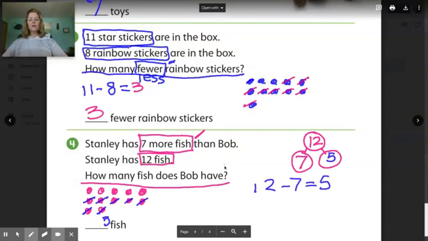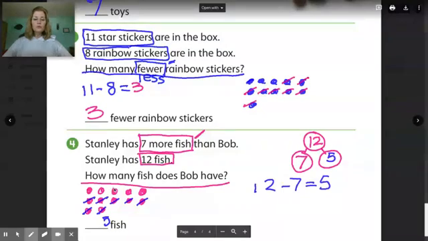Okay, so on this one, we need to look at the numbers that we know. So I made a number bond, and we know that 12 is the whole. Stanley has the most fish, so 12 fish, and he has 7 more than Bob, so we know that that's one of our parts, part whole. So 12, take away the one part is the other part, which is 5.